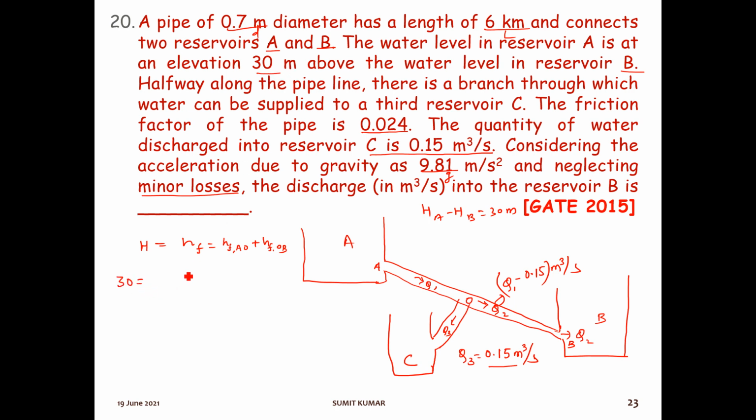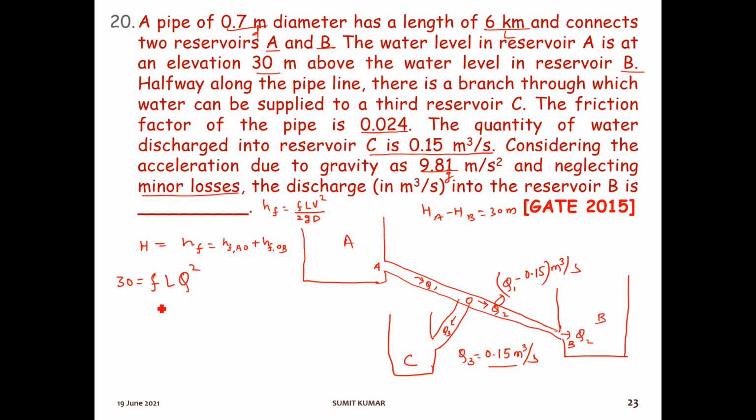Now for AO, what will be the friction loss? We know the formula: HF is equal to f L V square by 2 g D. This is the formula. And since here it is asking for discharge, so we can write this HF as what?